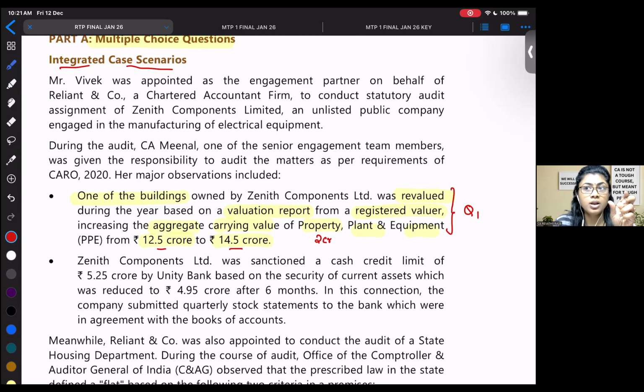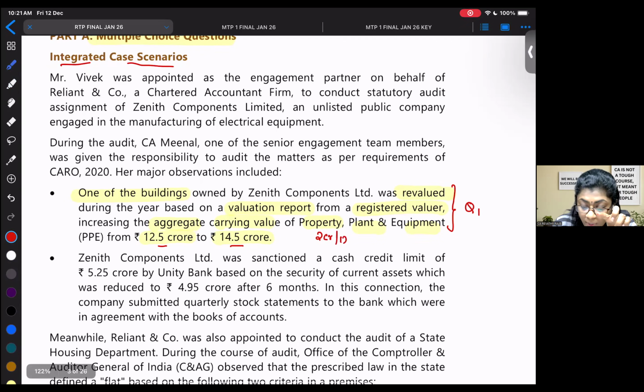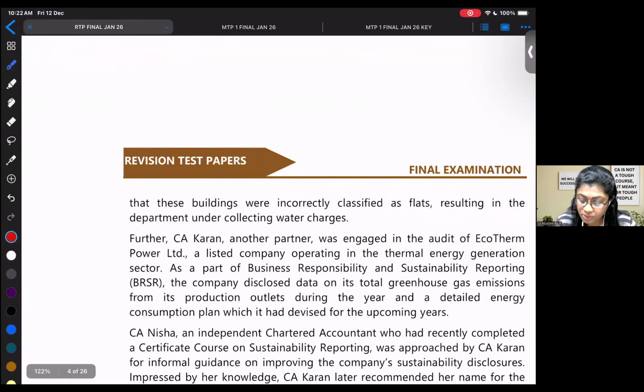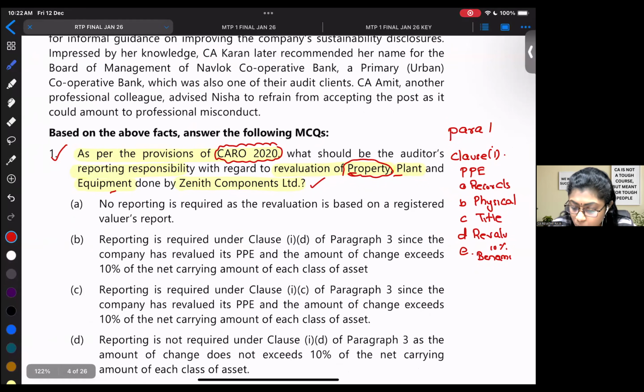2 crore. How much was the PPE? 12.5. Can you please calculate and say how much percent is the increase? 2 crores increase from 12.5. So if you calculate, how much will you get? Very good. There is a 16% increase. So do you need to report or not? Do you need to report? Answer is yes. Where do you have to report? Can you say clause 1 where D? Very good. Now can you reply with the answer?